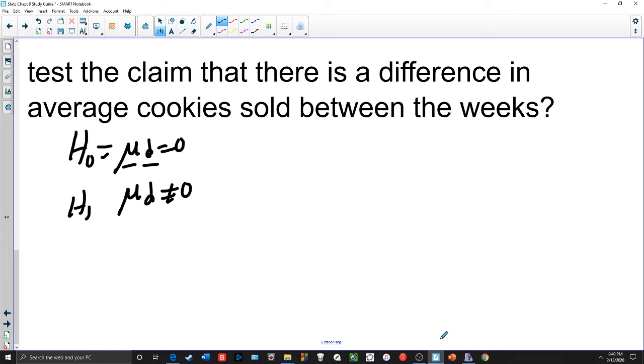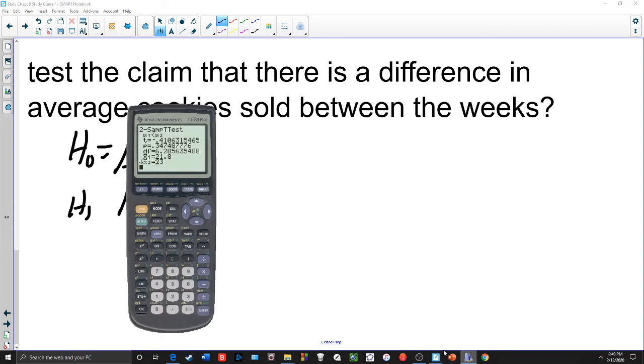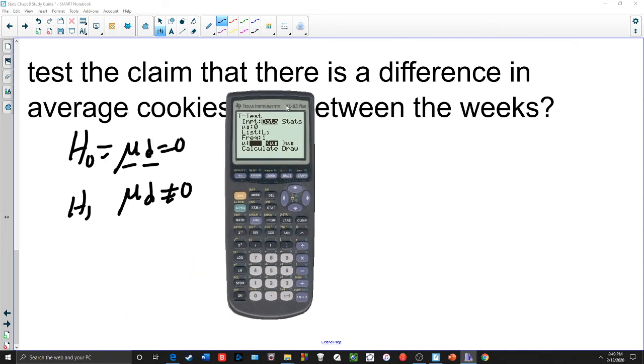And what I would do there to get this value is go to stats, tests, single t-test, because I'm testing a difference. So I no longer have two populations. I have one set of differences. And then I would use L3 in this list. So mu 0 would be 0, L3 would be your list, and then your alternative in this case would be not equal to, because you're claiming that there is a difference.